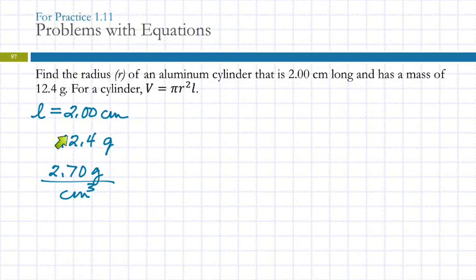So I have the mass, and I looked at the density. I can use those to calculate the volume. So I want volume in cubic centimeters. So I'm going to divide by grams, multiply by cubic centimeters. And then I'm going to use this: 2.70 grams is equal to 1 cubic centimeter. So 12.4 divided by 2.7 is the volume.